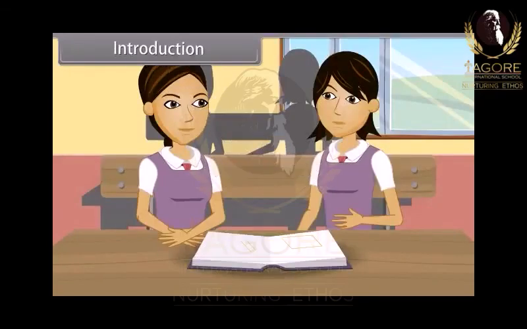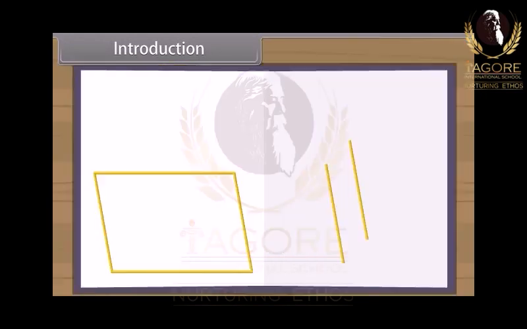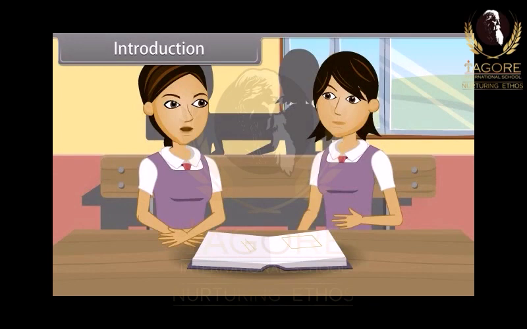Introduction. Hey Priya, what are you doing with these sticks? I'm making different shapes using these sticks. See, I have made a parallelogram. This is good. Can you now make a triangle?